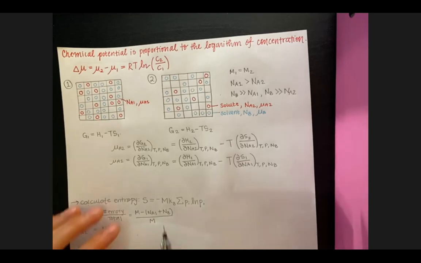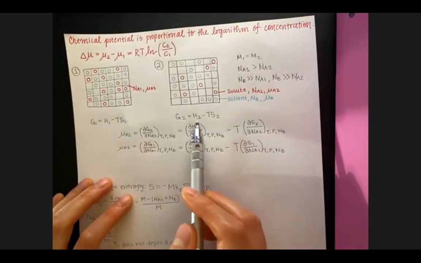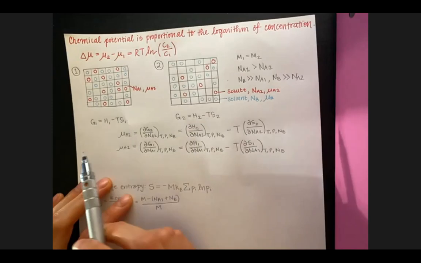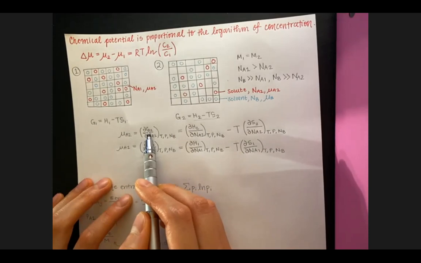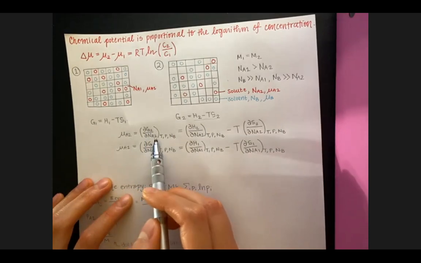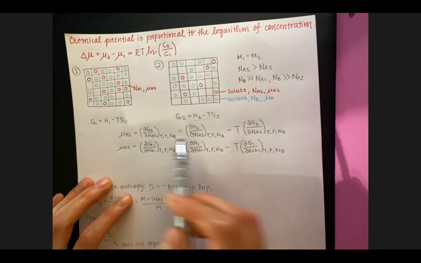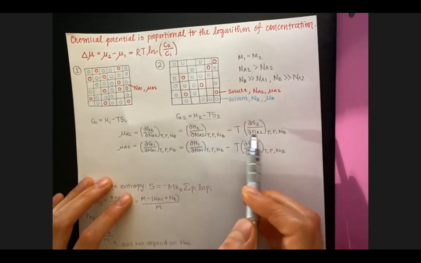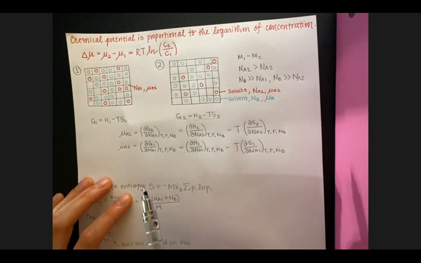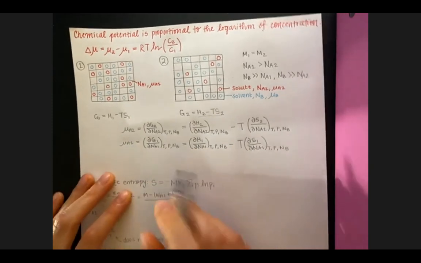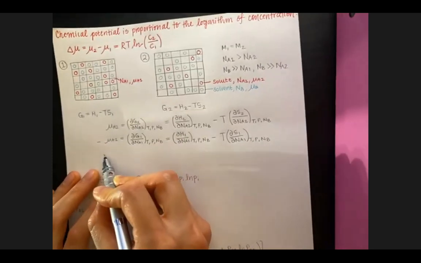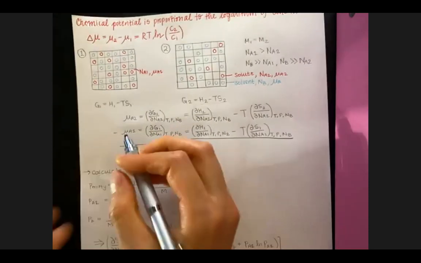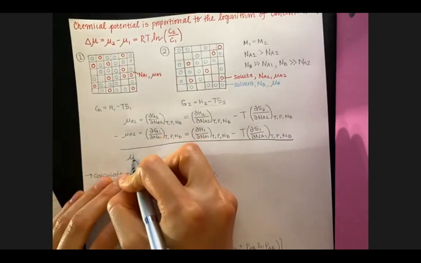So to start, we have our Gibbs free energy equations for each region, so H minus TS. And when we substitute this expression into our equation for chemical potential, with respect to the copy number of the solute in each region, then we get these, right? So it's just the chemical potentials for each. And when we take the difference of these to find the change in chemical potential as we move from 1 to 2, then we end up with this.